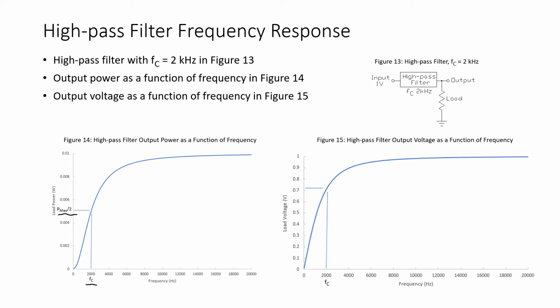And in figure 15, we see the plot that shows us load voltage as a function of frequency. And again, at the cutoff frequency, the output voltage has dropped to 70.7% of the maximum, which is 1 volt. Now, like we saw with the low pass filter, with these plots in figure 14 and figure 15, it's very difficult to predict the output because the x-axis is a linear scale. Again, down here, it's really hard to predict what the output will be at a selected frequency, either for power or voltage.